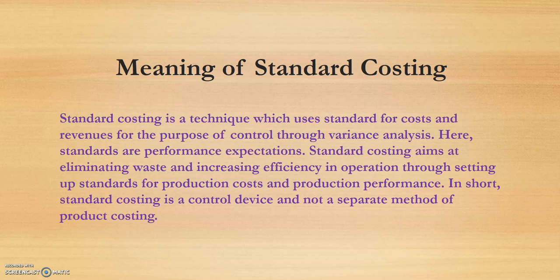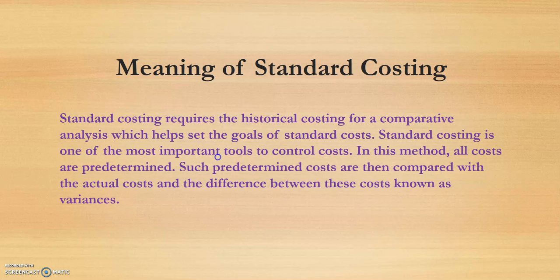Let's see what is the meaning of standard costing. Standard costing is a technique which uses standard for costs and revenues for the purpose of control through variance analysis. Here standards are performance expectations. Standard costing aims at eliminating waste and increasing efficiency in operation through setting up standards for production cost and production performance. In short, standard costing is a control device and not a separate method of product costing. Standard costing requires historical costing for a comparative analysis which helps set the goals of standard cost.